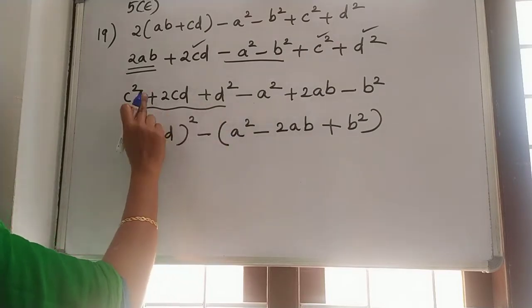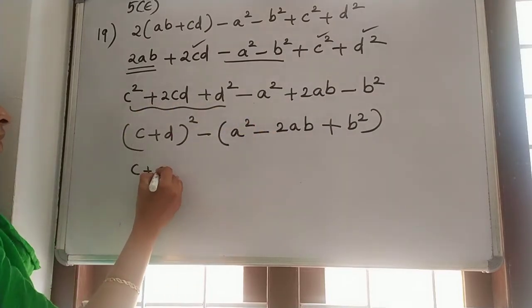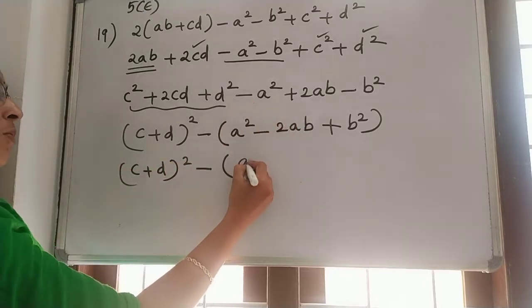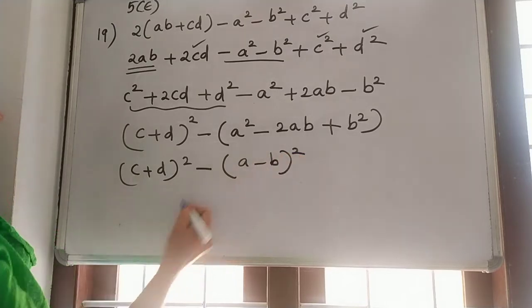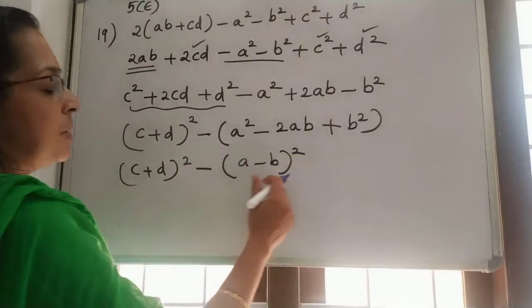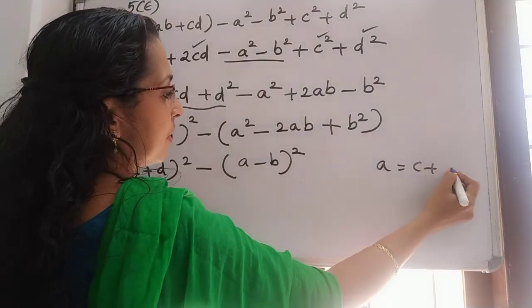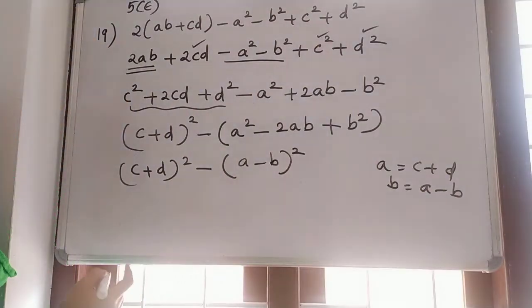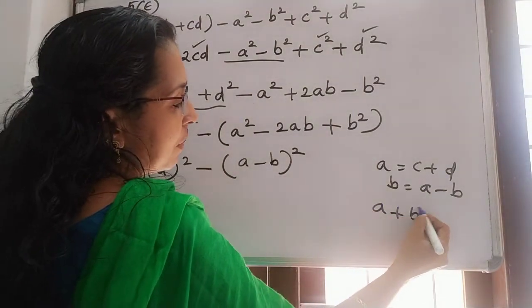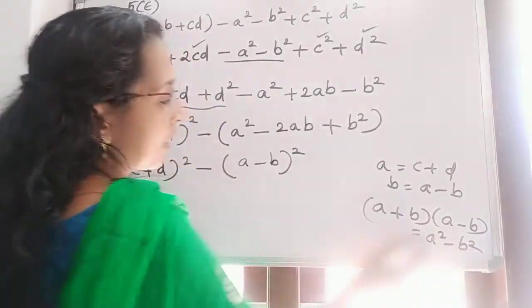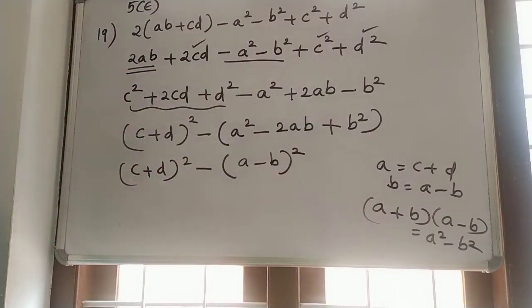What we have done here, same thing we are doing here also. So, c plus d whole square minus, this is in the form of a minus b whole square. So, this is what? A square minus b square. Here a is equal to c plus d and b is equal to a minus b. So, a plus b into a minus b form. A plus b into a minus b is what? A square minus b square.